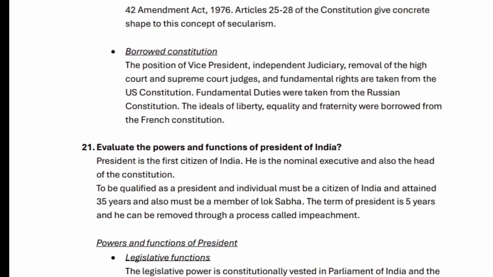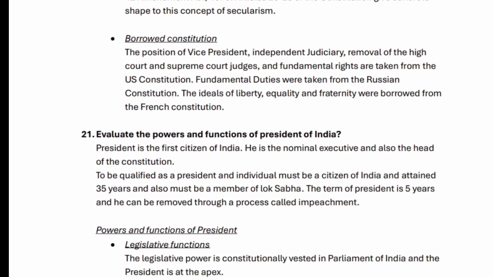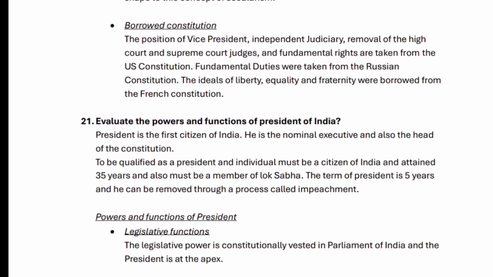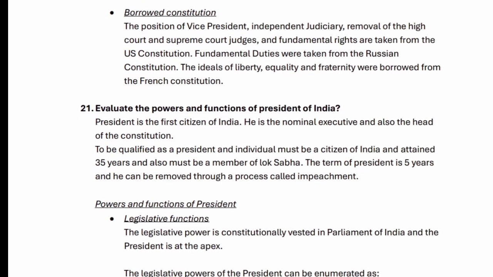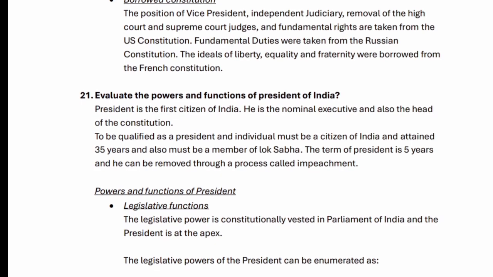The position of Vice President, independent judiciary, removal of the High Court and Supreme Court judges, and fundamental rights are taken from the US Constitution. Fundamental duties were taken from the Russian Constitution. The ideals of liberty, equality and fraternity were borrowed from the French Constitution.